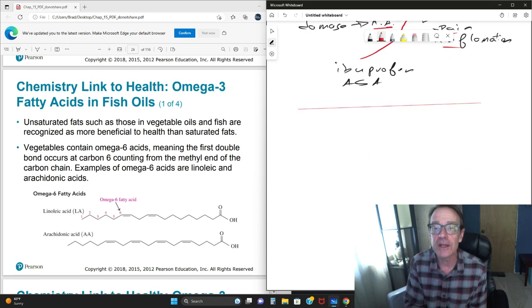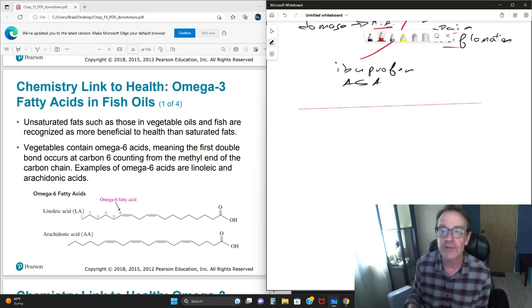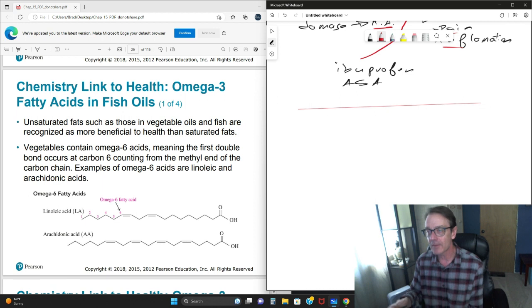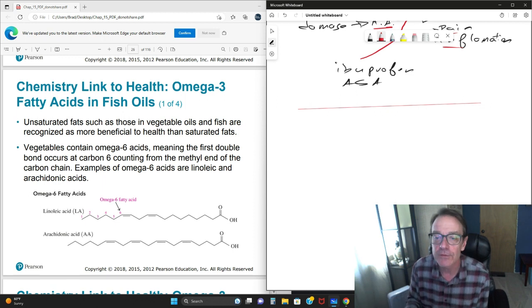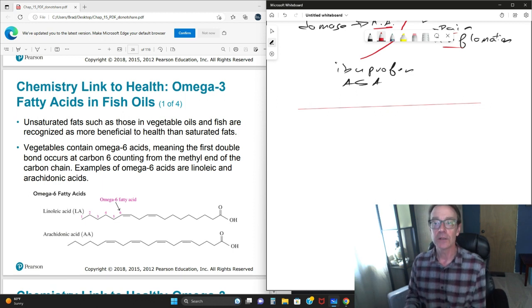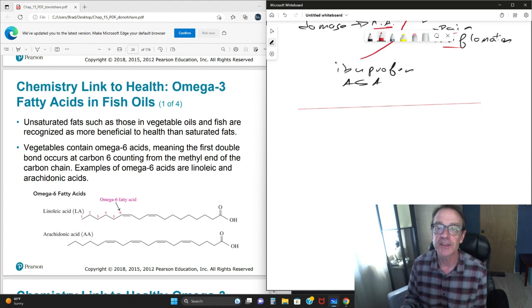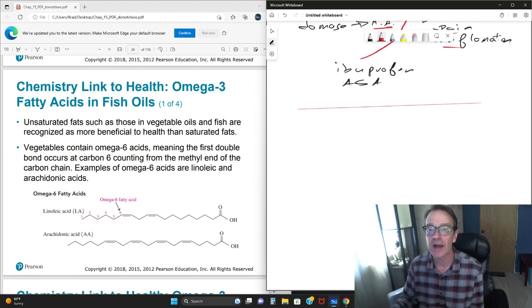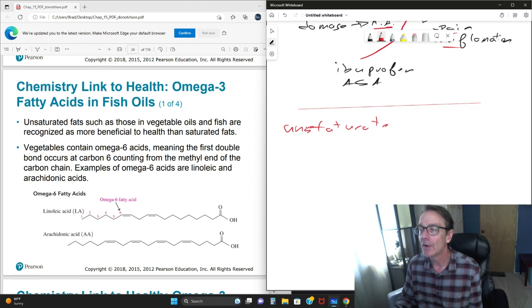Okay, so omega-3s, the things you find in fatty acids, the fish oils, you've probably heard how awesome omega-3s are for you. So let's take a little closer look. So unsaturated fats are more beneficial than saturated fats. So unsaturated, good. Saturated, bad.